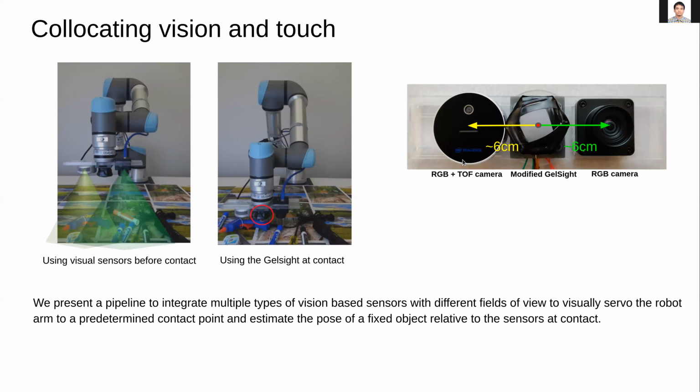We present a pipeline to integrate multiple types of vision-based sensors with different fields of view to visually servo the robot arm to a predetermined contact point and estimate the pose of a fixed object relative to the sensors at contact.